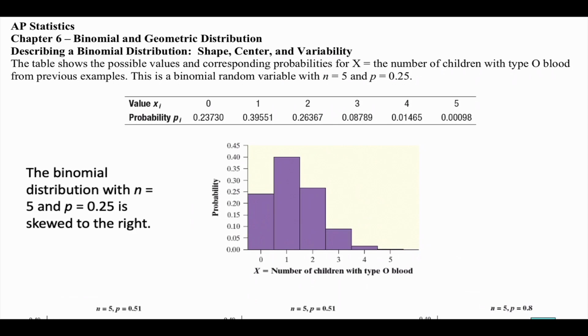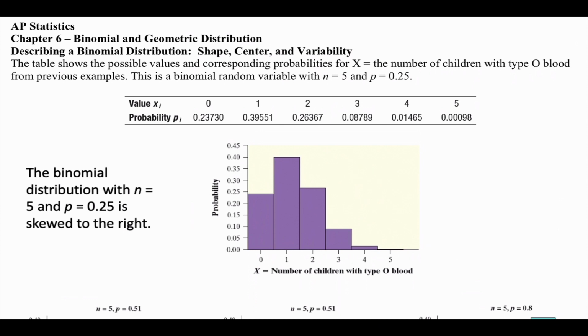Okay, so binomial. There are different types of distributions: skewed distributions, symmetric distributions, normal distributions, uniform distributions, binomial distributions, right? So we're dealing with binomial. So center, shape, and spread, or shape, center, and spread.